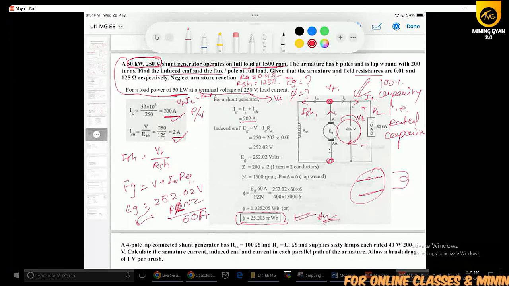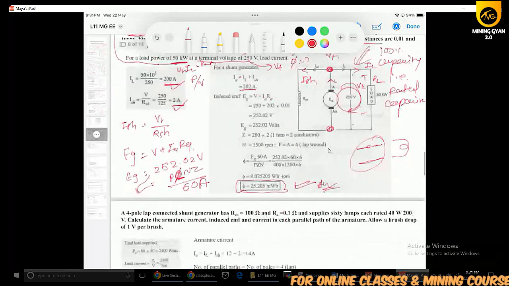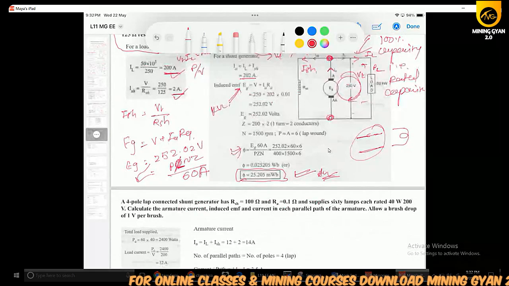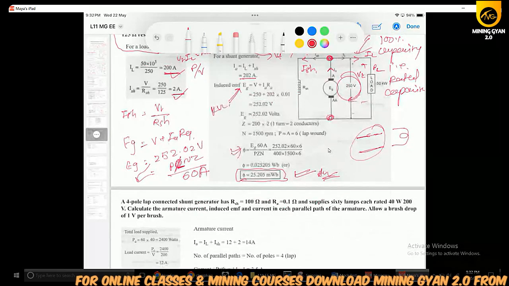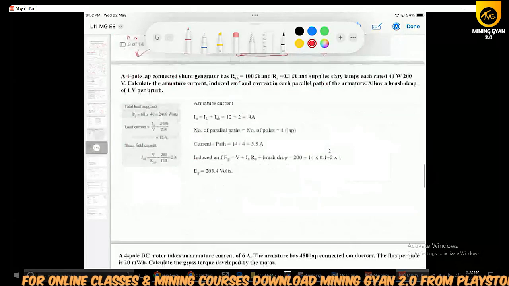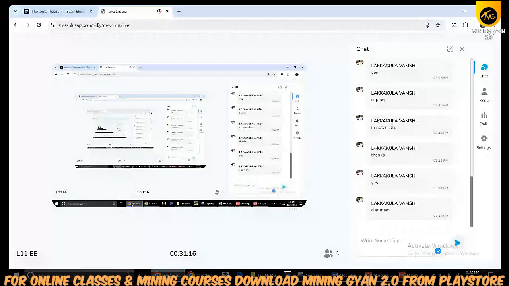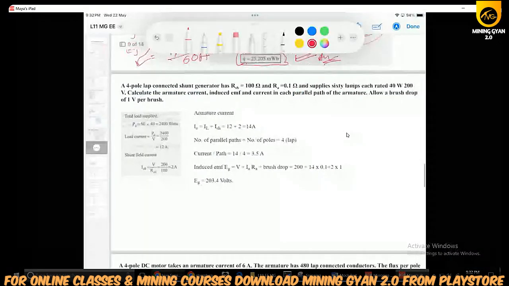EG has two equations. This one comes through the KVL equation, and this is the direct equation, the generated EMF equation. So this is how you can calculate the things. Clear? Okay, thank you. Then in the next question, a four-pole lap connected machine means P is 4.